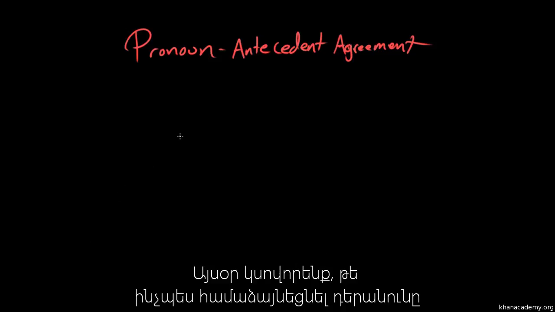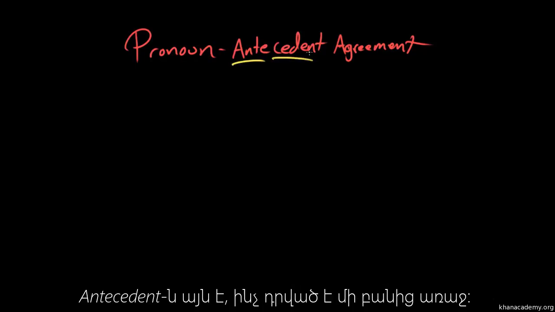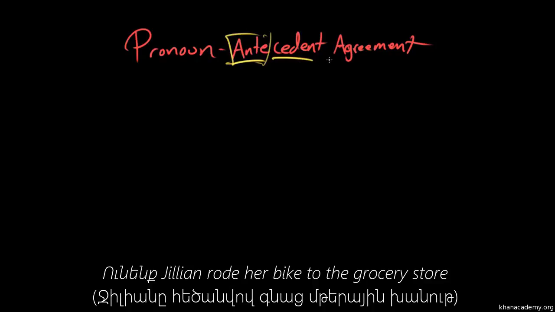Hello, Cousin David. So today we're going to be talking about pronoun antecedent agreement. And what is that? So an antecedent is a thing that goes before. So ante means before, and cedent is like a going thing. So what I mean by that is if we set up something in a sentence.